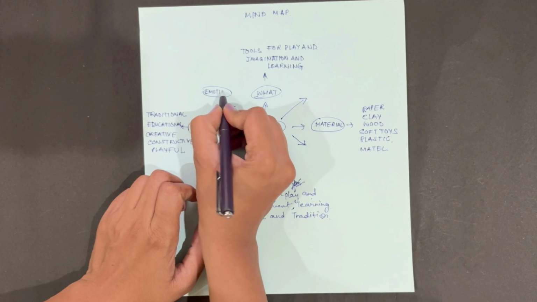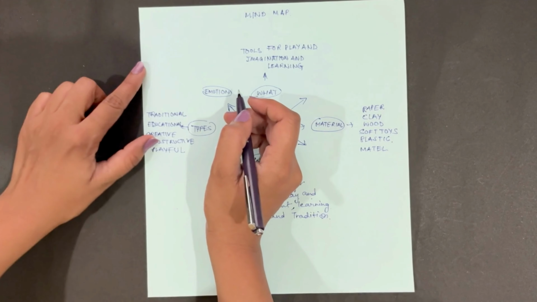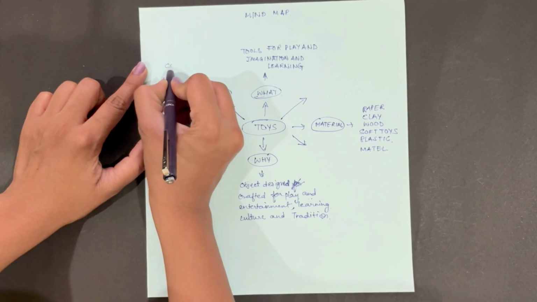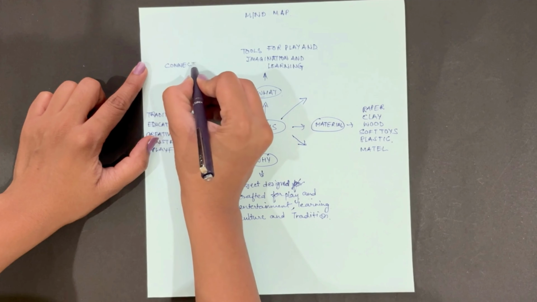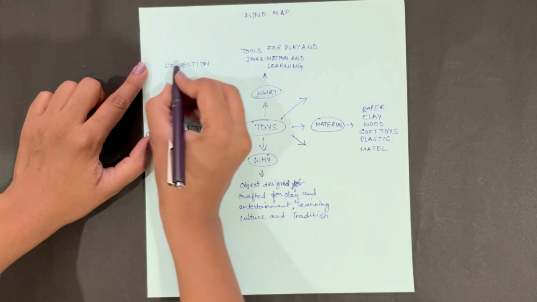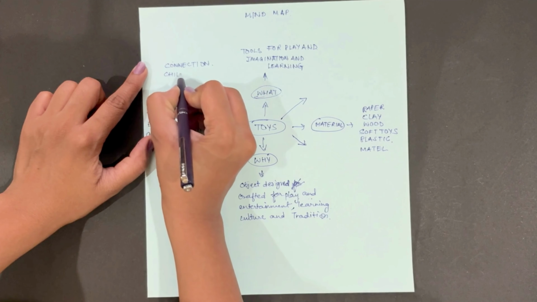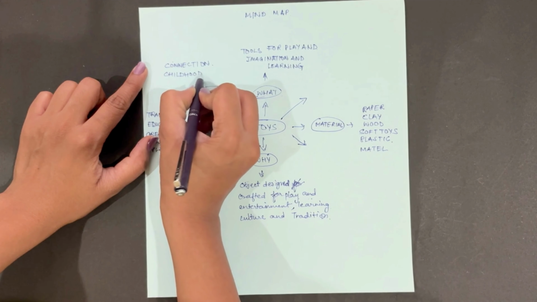Next, let's think about emotions and storytelling. Toys are often connected with childhood memories, comfort, family traditions, imagination, and nostalgia. These ideas can later help us create more meaningful compositions.